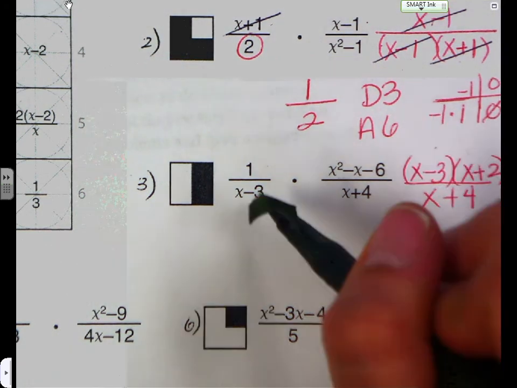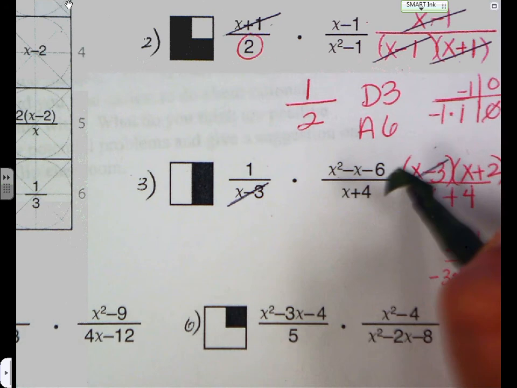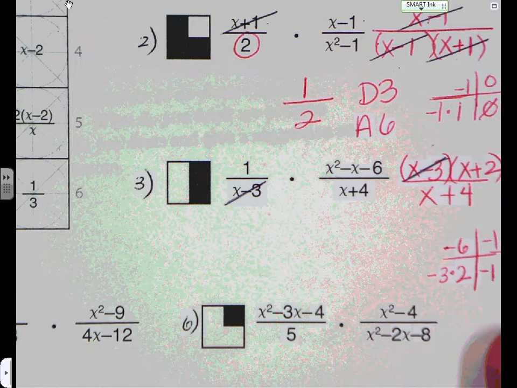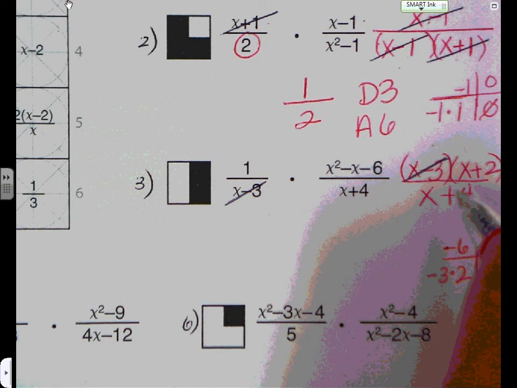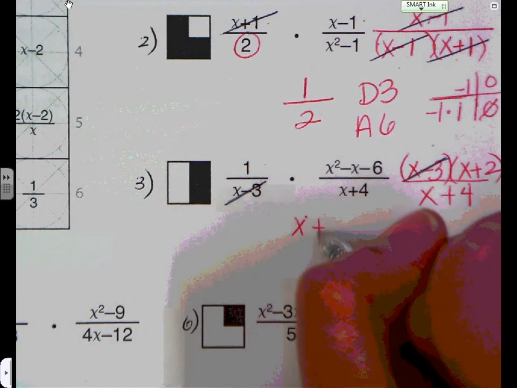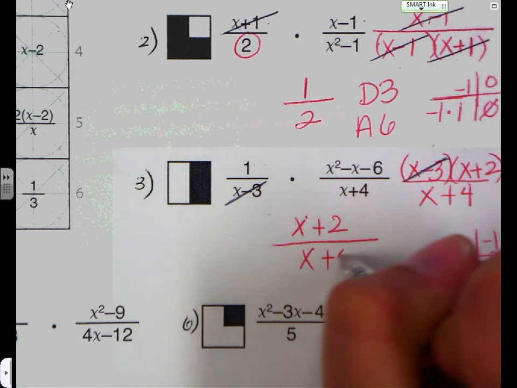No. Mario, you might want to write this down, okay? X minus 3, x minus 3, and that's it. Good. So your final answer is 1 times x plus 2, which just gives you x plus 2 over x plus 4.